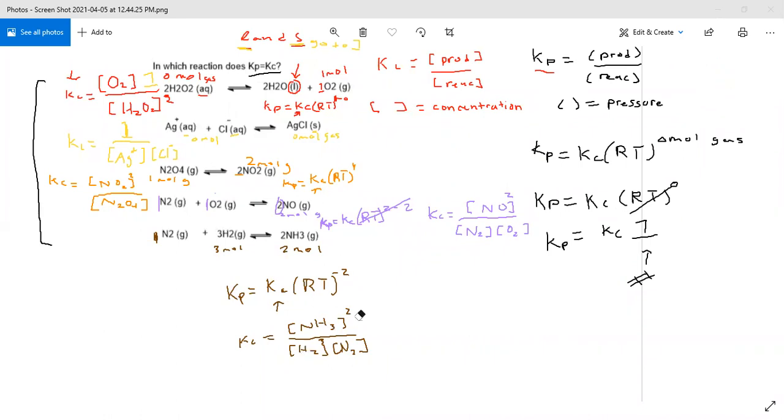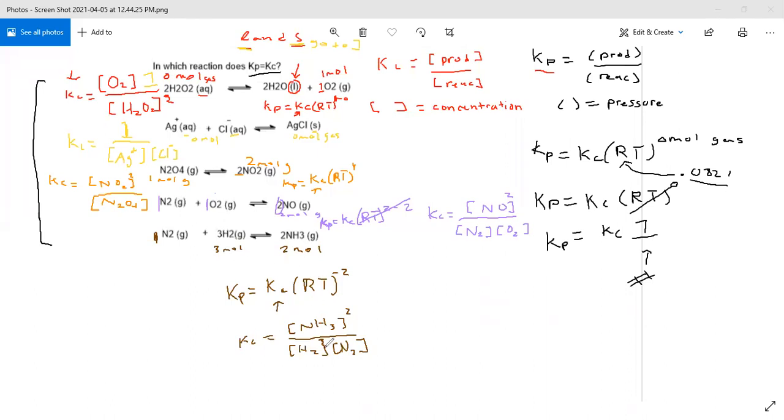Most likely you'll be given concentrations, and then you'll solve for Kc, and if they want Kp, you'll be given the temperature. And the R, like I said, I might have mentioned it, is 0.0821, I believe. And then the units for it, I'll have to look up, but this is the number. So that's basically it. Let's see if I have a problem for you.